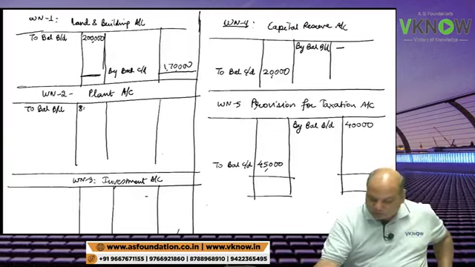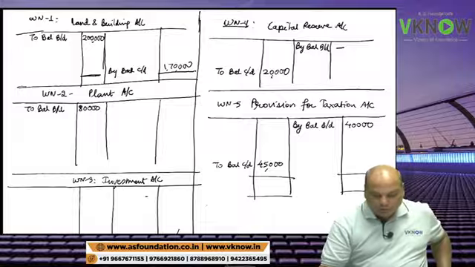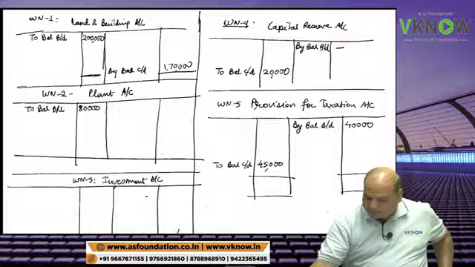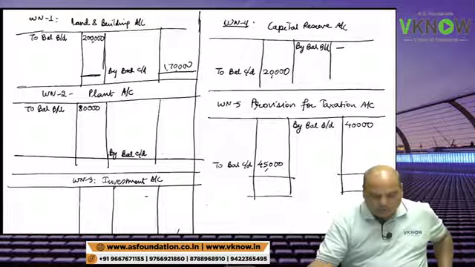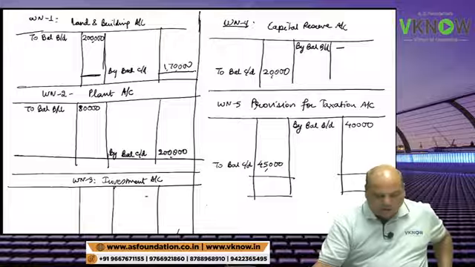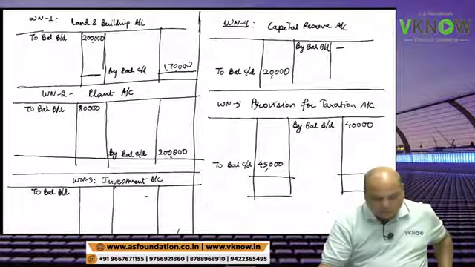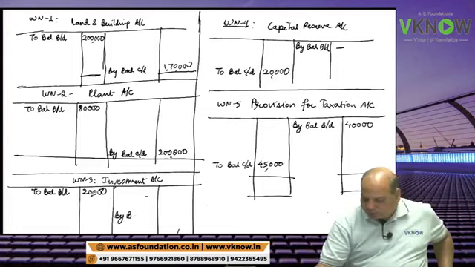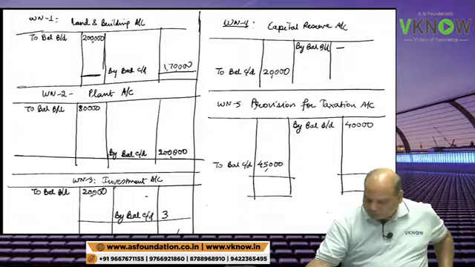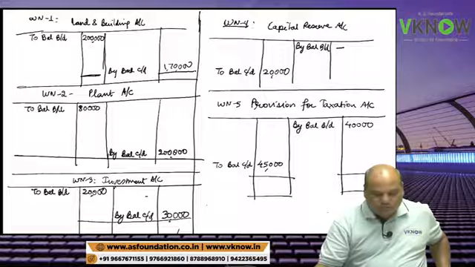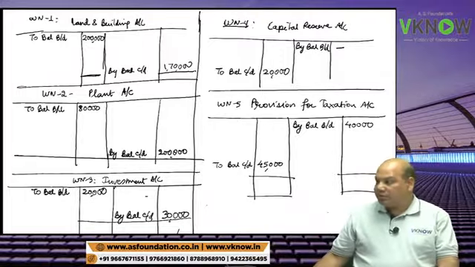Then only we can go to next question. Don't worry. To balance brought down 80,000 and by balance carried down 2 lakh. Investment account also, to balance brought down 20,000 and by balance carried down 30,000. We'll come back to these three accounts because there are some adjustments.